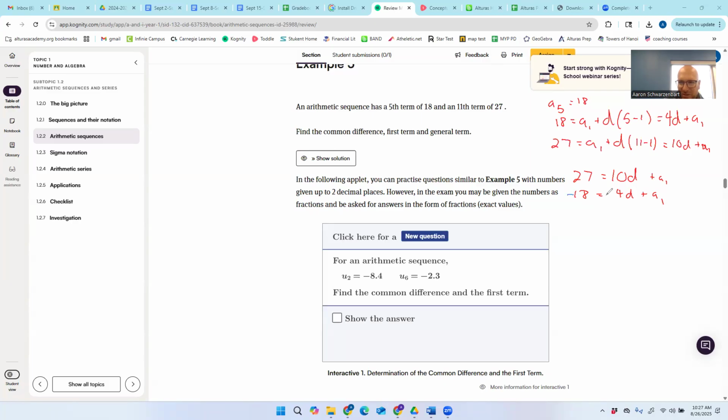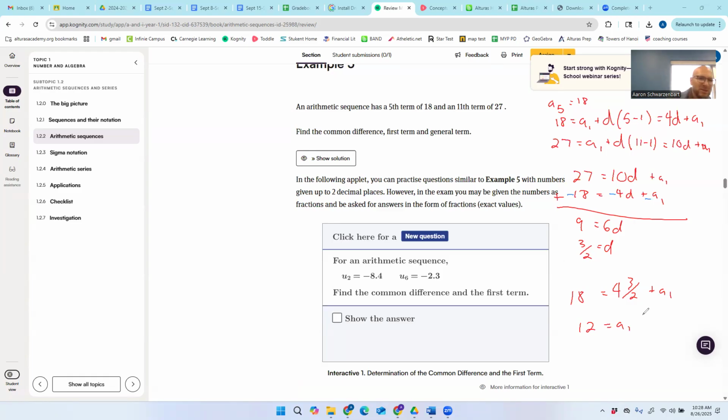So I'm just going to make all of these negative so the a1s eliminate. And that will give me, and just add them together, 27 minus 18 is 9. d equals 9 divided by 6, or 3 over 2. To get my first term, I'll plug it in. I'm going to use the 18. That's 6. 12 equals a1.